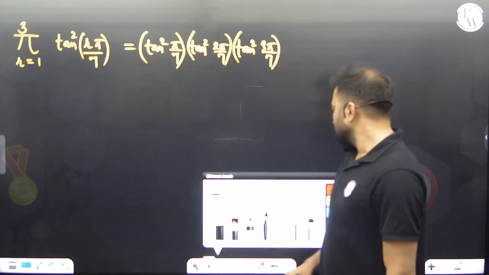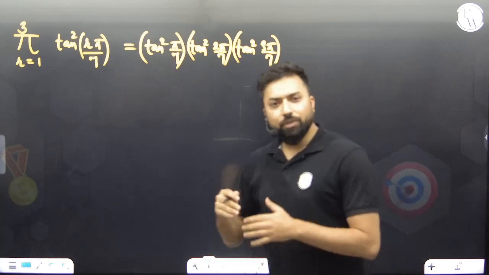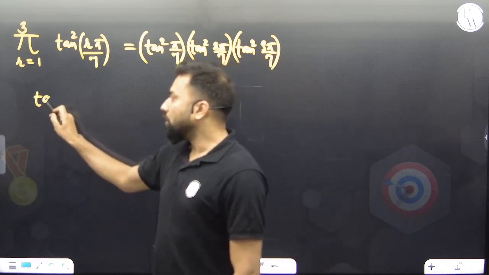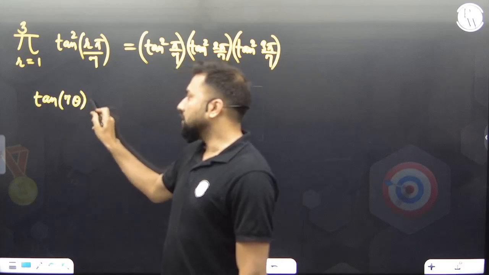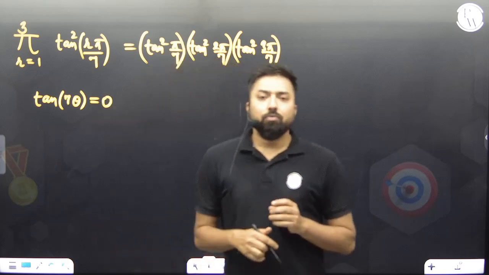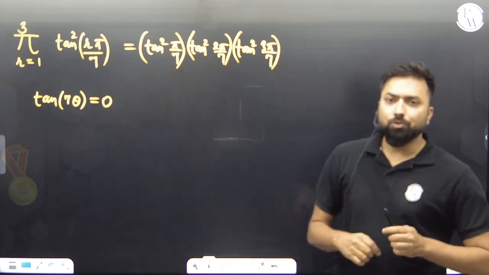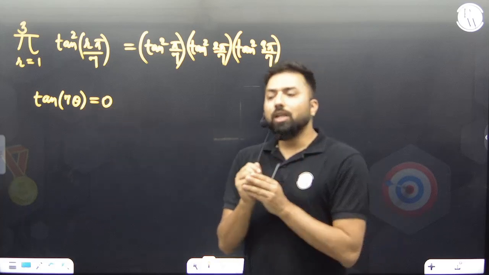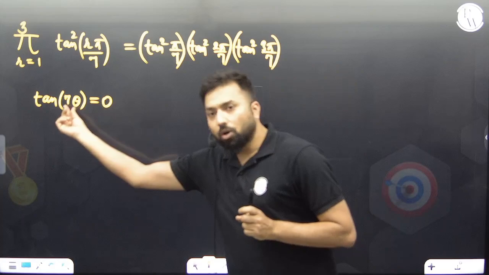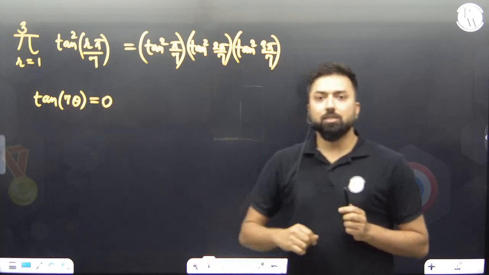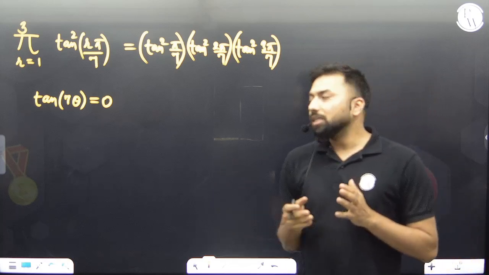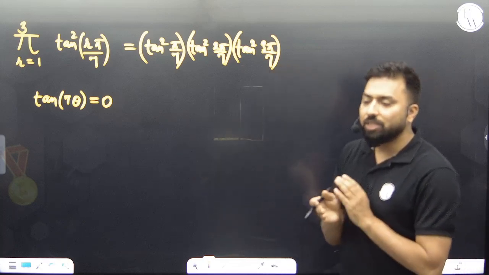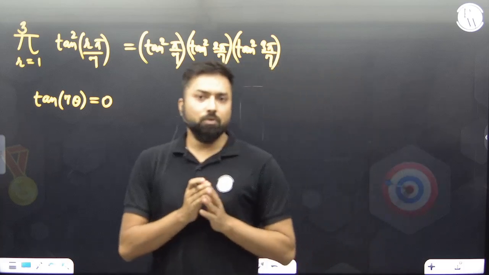In the first method, let's say I write an equation tan of 7 theta is equal to 0, and I ask you to find the solutions corresponding to this equation. You will say that tan 7 theta equals 0 will happen only when the argument of the tan function is a multiple of pi. So 7 theta should be equal to n pi, where n is an integer. Basically 7 theta has to be an integral multiple of pi.